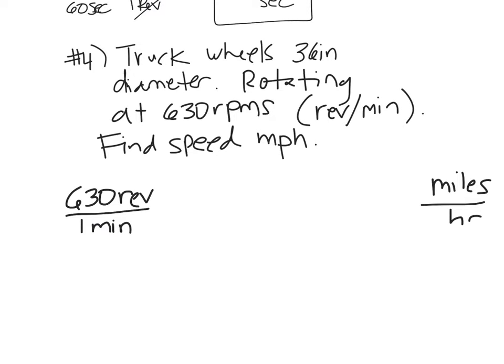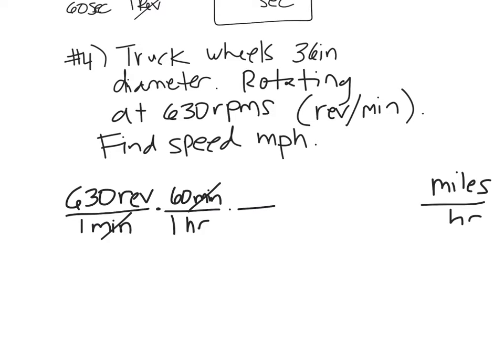Okay. Am I halfway there? No, not even close. I have minutes, I need hours. Let's go ahead and change that right away, okay? So I know that 60 minutes is equal to 1 hour. All right, so my minutes reduced. I have hours, yay, halfway there. Now I need miles, and I have revolutions. So I got to get rid of revolutions.